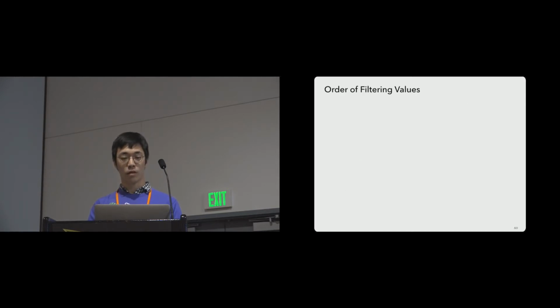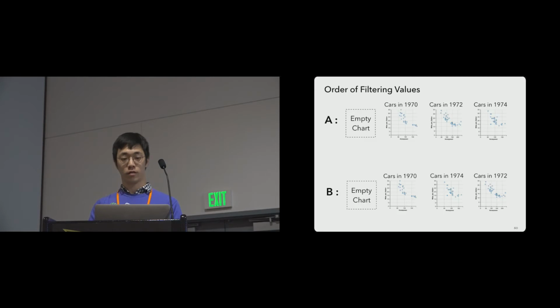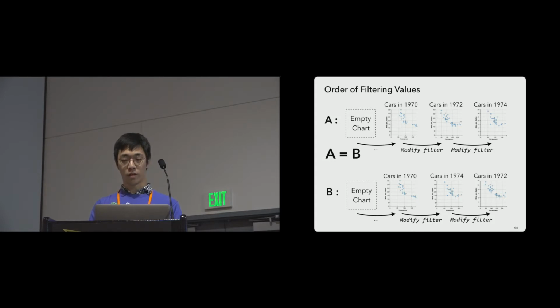On top of that, we thought about the order of filtering values. Here are two sequences showing three charts filtered by three different years, and they have the same sum of transition cost. But according to our observations, people prefer the sequence in chronological order. So A should have less cost.